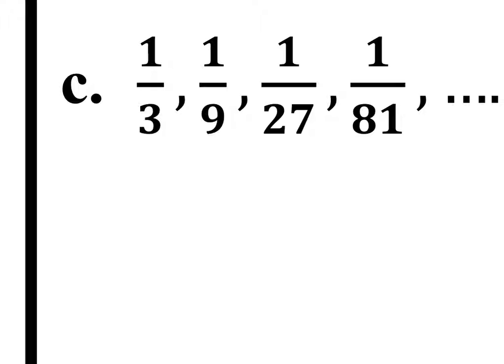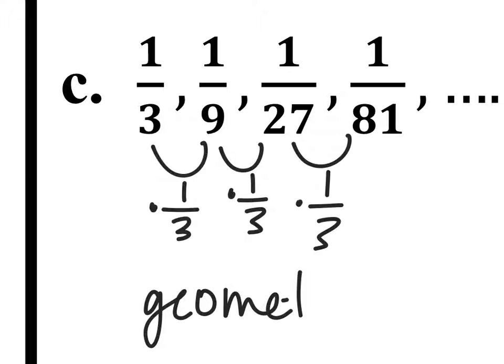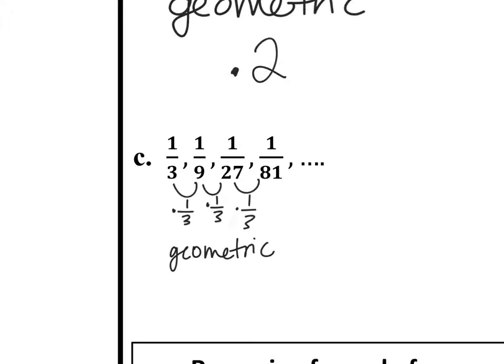Okay, would someone please tell me what this one is? Actually, Elizabeth? Geometric, times 1/3. Great. Because we're multiplying, it is geometric. So your common ratio is times 1/3.